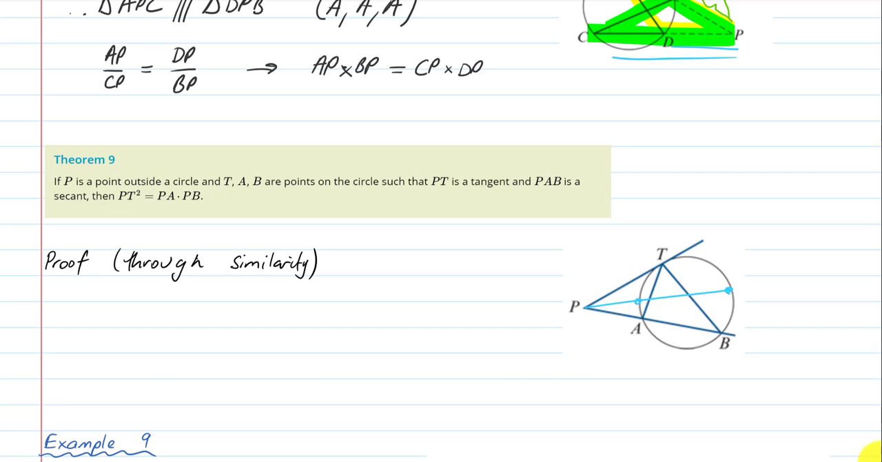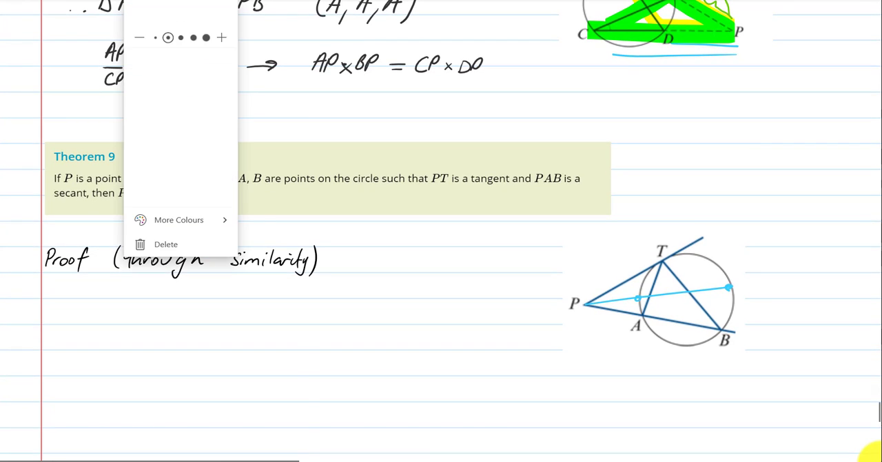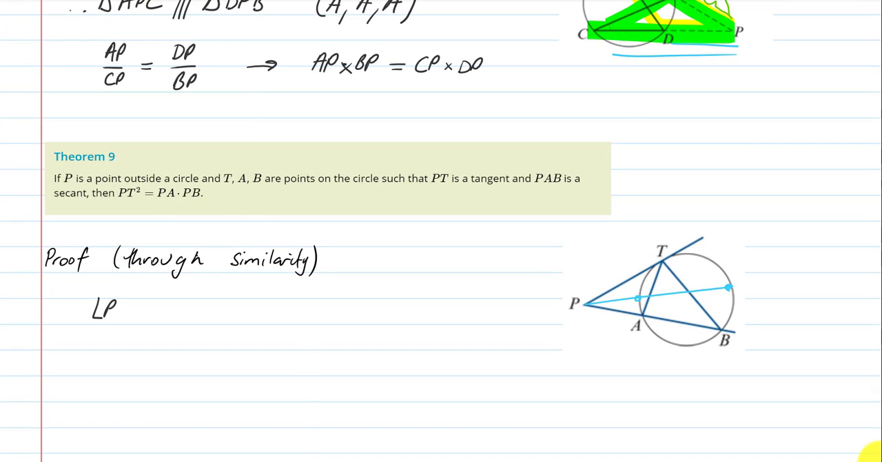So let's do some work with our similarity then. Okay, so firstly we have, and I'll just create a little bit of space, angle PTA is equal to angle TBP. In pink, that's this angle and this angle, and they're equivalent, and that is from the alternate segment theorem, which is one of our tangent rules. So go back and have a look at that if you need to.